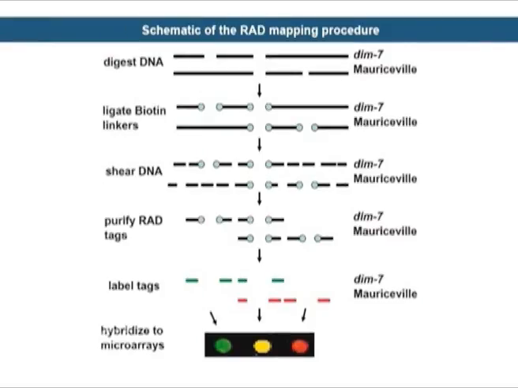Biotinylated linkers are then ligated to the restriction sites. The DNA is sheared and the RAD tags are purified using streptavidin beads. The purified tags from each strain are differentially labeled with Cy3 or Cy5 and then hybridized to a microarray. Shared restriction sites generate yellow spots, whereas strain-specific restriction sites generate red or green spots.